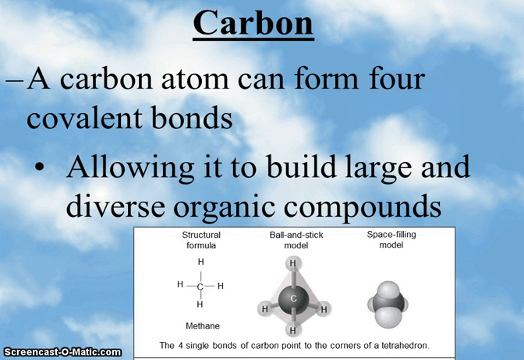So if we look down here on the bottom, we've got our general structure for a simple alkane, methane, that shows our carbon atom with the 4 covalent bonds to each hydrogen. And then here we've just got the ball and stick that shows us that it's got a tetrahedral arrangement.